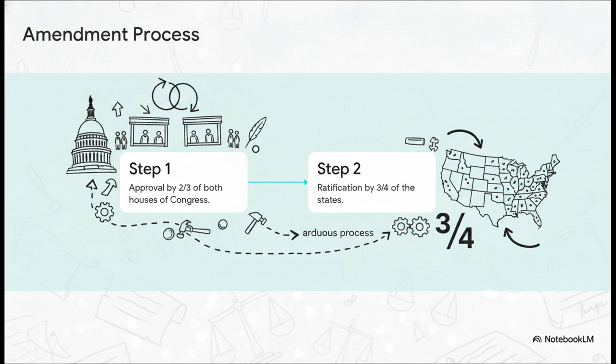Step 1 requires approval by a 2/3 supermajority in both houses of Congress. And then Step 2 requires ratification by 3/4 of all the states. They absolutely didn't want the foundational rules changing just because of a passing political mood. Changing the Constitution requires broad, sustained, supermajority support across the entire nation.